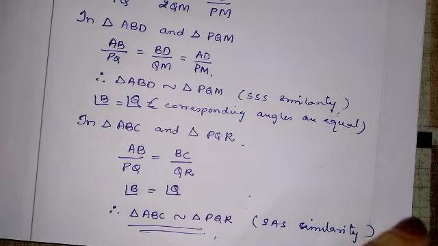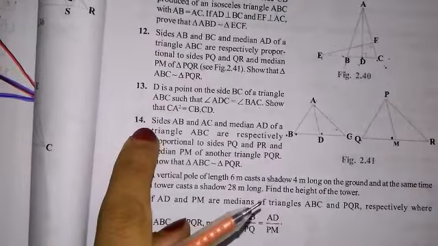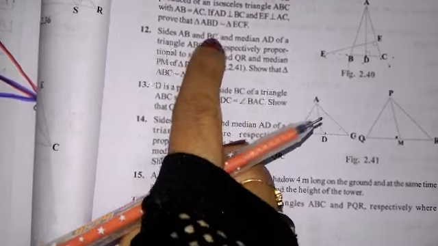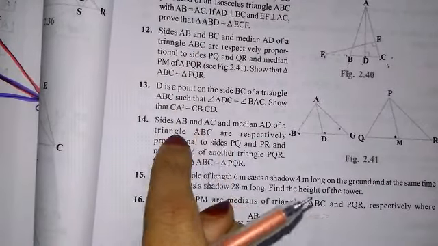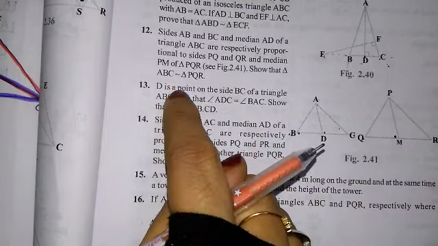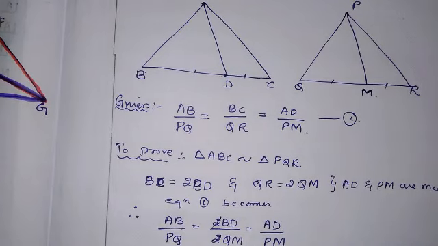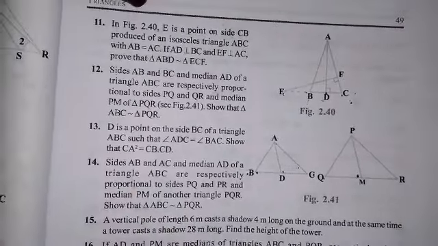Now, question number 12 is exactly the same as question number 14. You can see sides AB, and just the alphabets here and there I have changed. So the 14th one you should try yourself. Now I am going to do the 13th one. Question number 13. Okay, let us see the question.